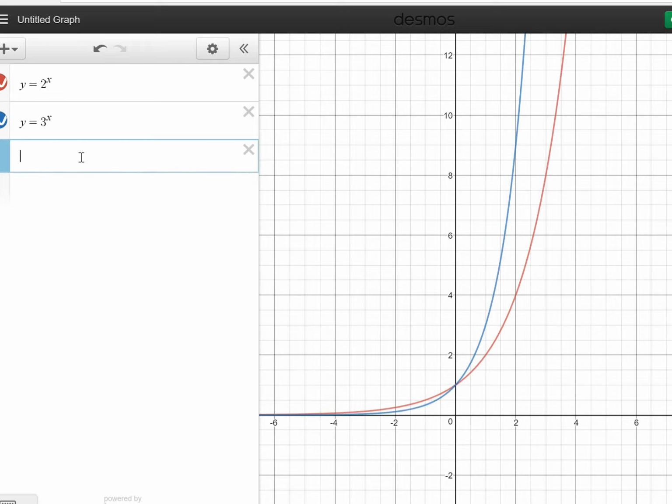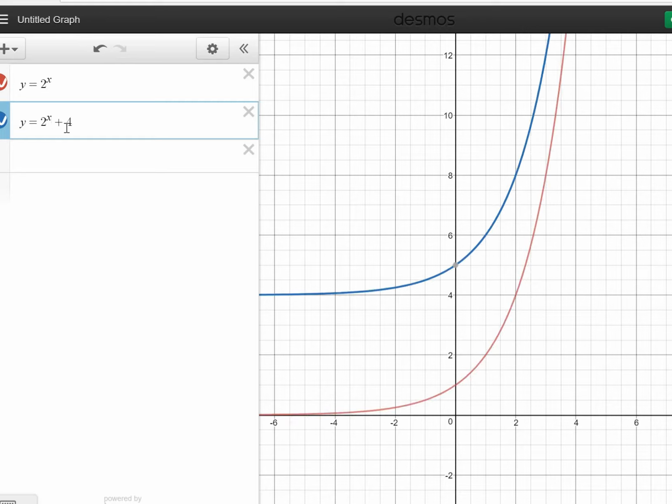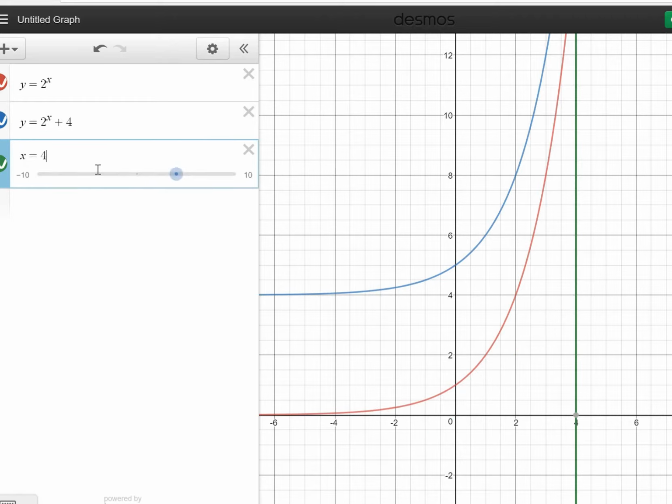Now, just like we looked at with parabolas, we can translate our graph by adding on a value. So let's start with y equals 2 to the x, but then we'll add on 4. See, we've moved our entire graph up by 4. And what's interesting to note here is that while in our original graph we had an asymptote of y equals 0, now we have an asymptote at y equals 4. So this green line here is an asymptote for our blue graph.